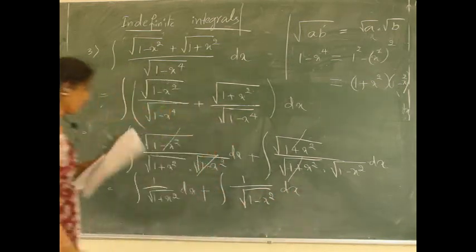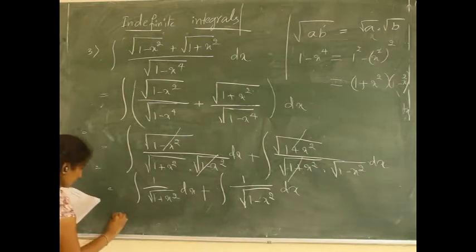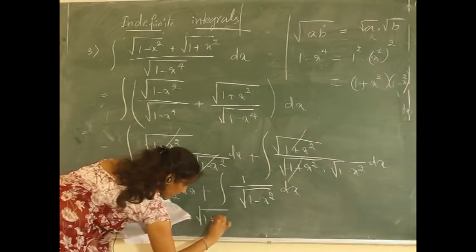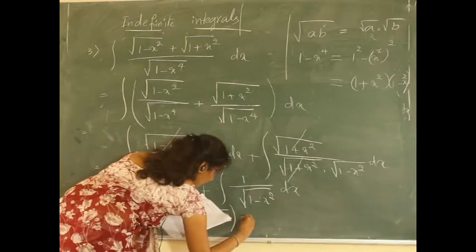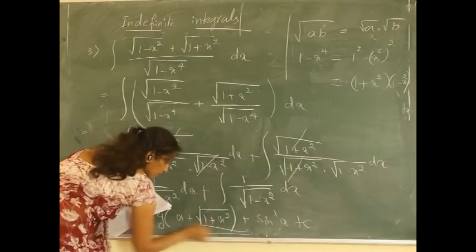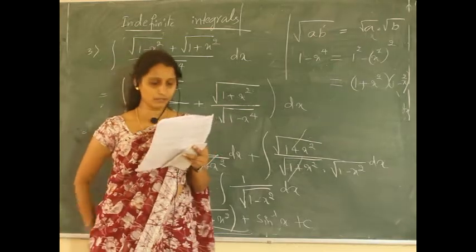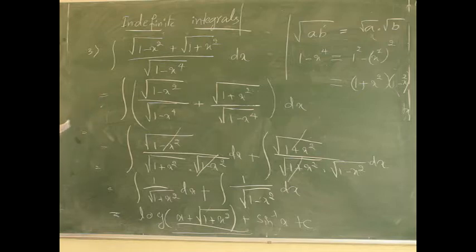dx. So what is the answer? What is the integral value of 1 by root of 1 plus x square? It is log of x plus root 1 plus x square. Then this will be sine inverse of x plus c. So the answer will be log of x plus root 1 plus x square plus sine inverse x, that is option A. These are the steps involved and that is the extra steps.